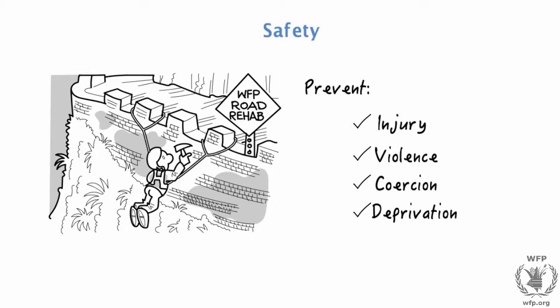For example, WFP should consider whether program sites are located near areas that are safe for people to get to, whether asset creation activities have sufficient safety measures in place, and whether the choice of transfer modality, such as food or cash, might affect people's exposure to risk.